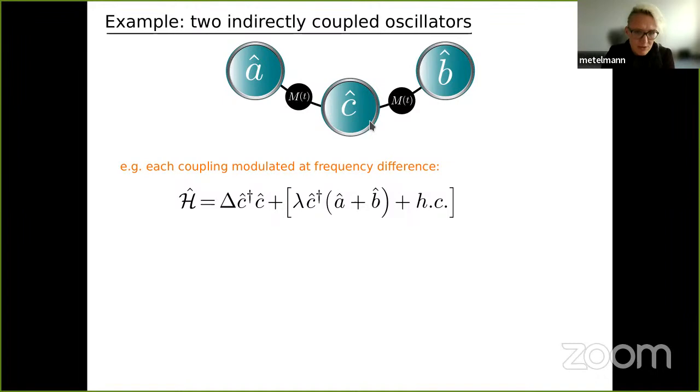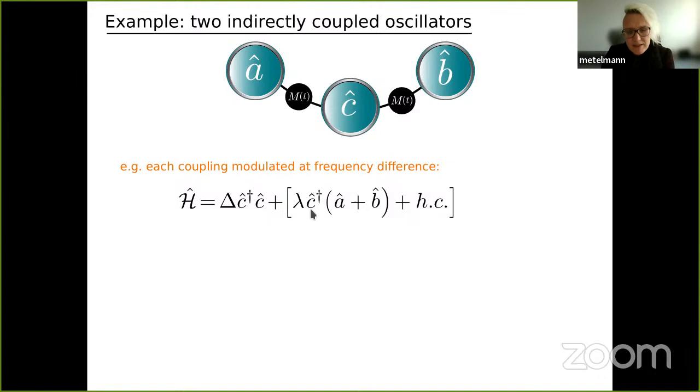So for the interactions I want to consider here between A, C, and B, I modulate each of these couplings at the frequency difference of these oscillators, so they are non-degenerate in frequency. And what I end up with is this kind of Hamiltonian, where we allow for some detuning for the mode C. And then we have the coupling. The simplest one we can think of is just a hopping coupling.